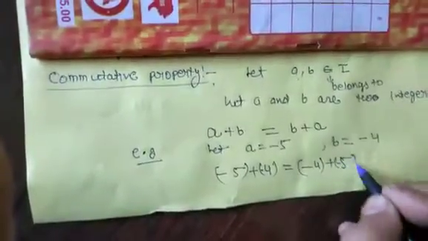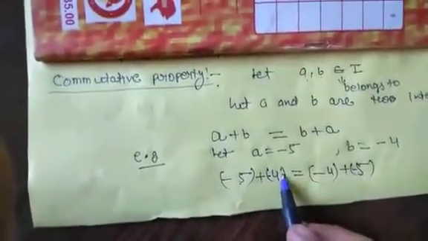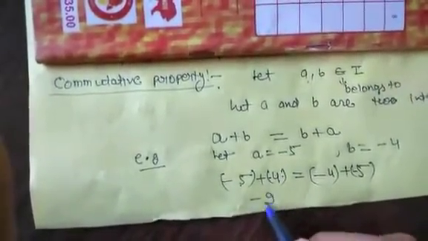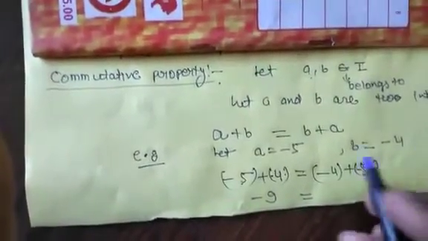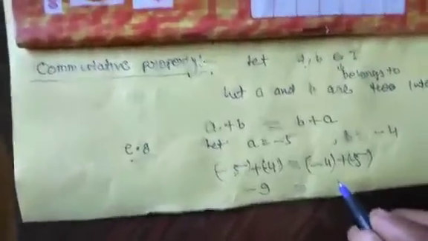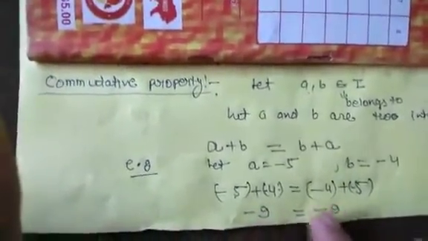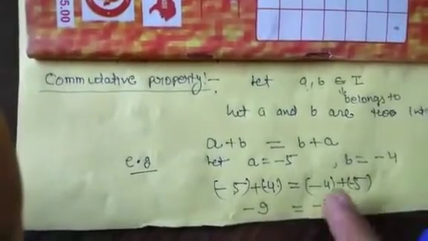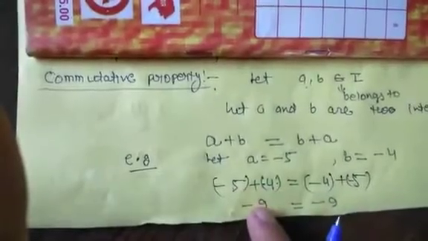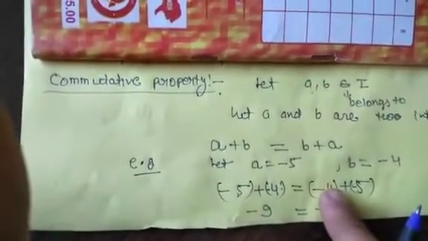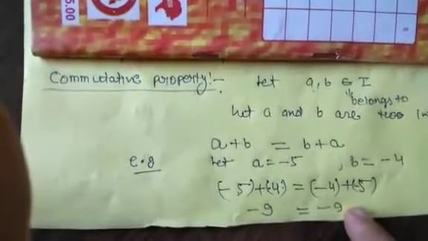We can place it like this. You may see here -5 and -4 both have a minus symbol, so these will be added and we will get -4, and -4 and -5 both are negatives, so we can add it as -9. We may see on both sides we are getting -9. That means if you start with -5 and -4, you will get -9, and if you start with -4 and -5, you will again get -9. That is closure property verified.